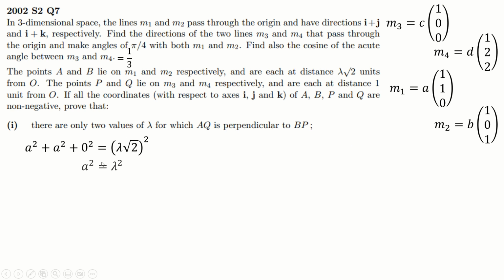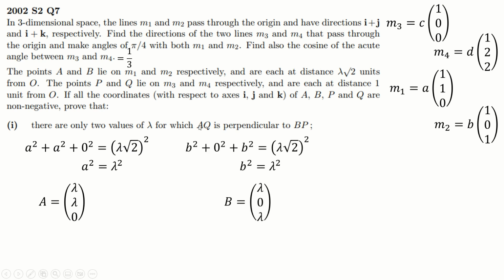So okay, well, that just turns into this, and then it says that everything's non-negative, so we're just going to say a equals lambda, I guess, and therefore the point at which we are is lambda, lambda, 0, because I worked out a is lambda, so I just put that in there, and I'll get that we're at lambda, lambda, 0. I can do the same for b, which is about M2, so it's going to be b squared plus 0 plus b squared equals lambda root 2. It's the same thing. Everything works out the same, pretty much.